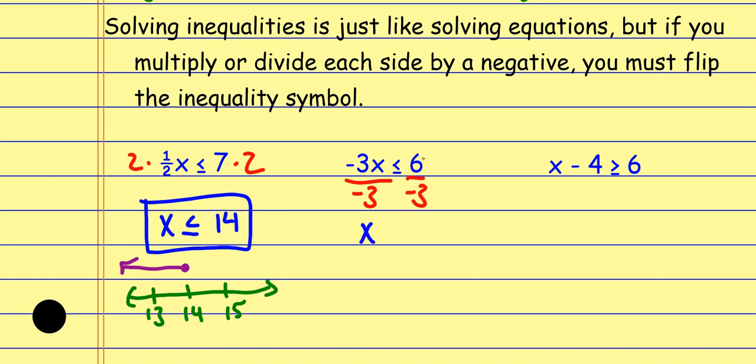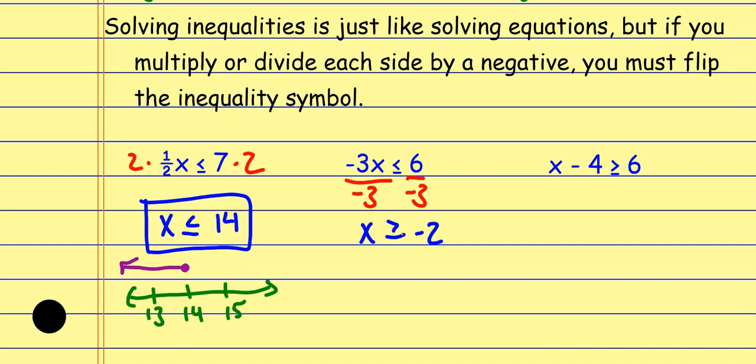So here I get an x. Over here I get a negative 2. Normally I just copy down the same inequality sign, but this time I divide by a negative. Dividing by a negative, I have to flip the inequality sign. So instead of less than or equal to, I'm going to do greater than or equal to. That's it. That's the only difference between this and solving equations.